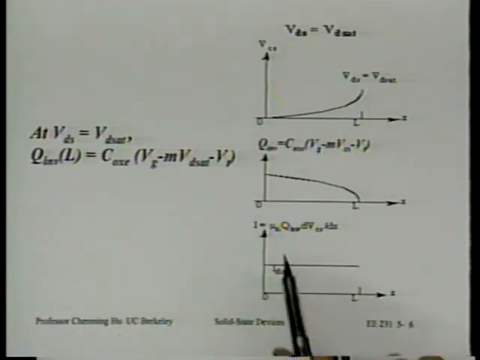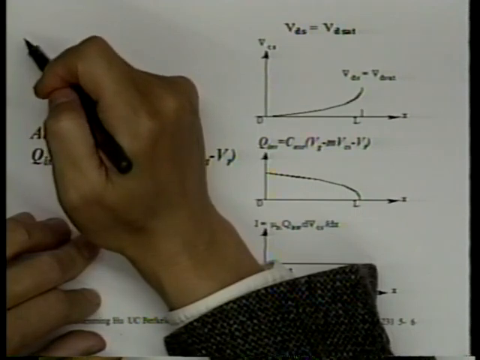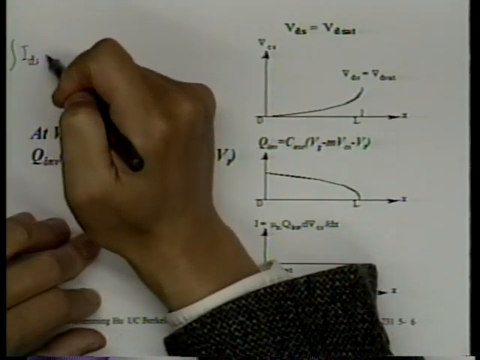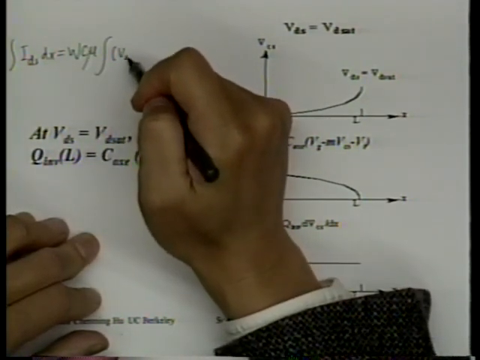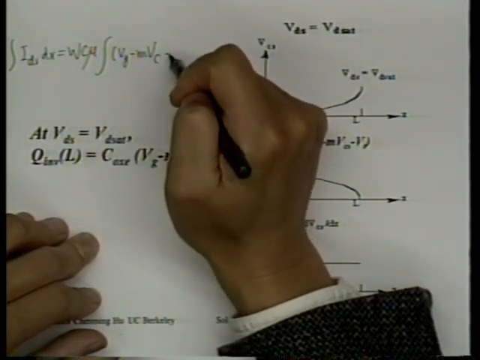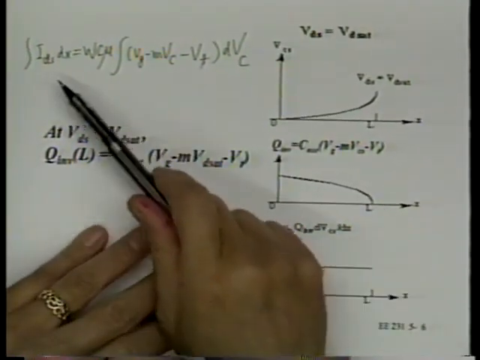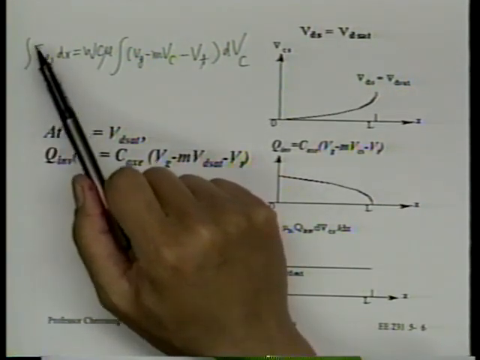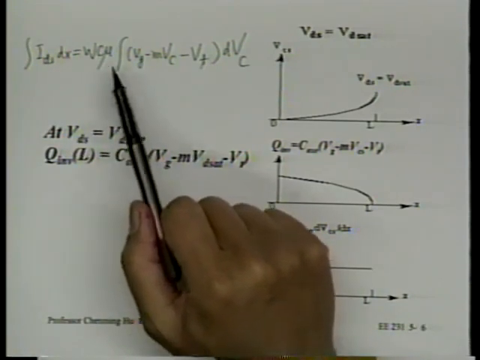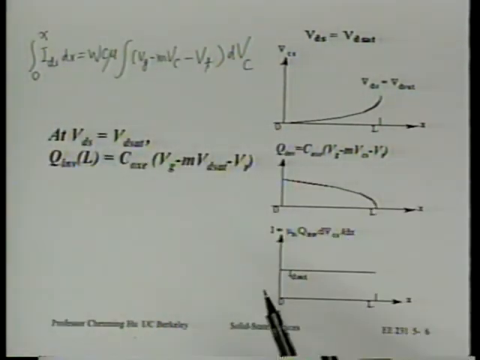Now, how do we get this curve? We get this curve from that integration earlier. I will copy that for you right now. We have this integration, if you remember, Ids dx is equal to W C mu (Vg minus M Vc minus VT) dVc. You may remember we integrated this equation when we derived the IV characteristics. Yes? What were the limits of integration we used? From 0 to what? To L. And here from 0 to VDS. Now, if instead of that we integrate only from 0 to x, we of course can do that, right?